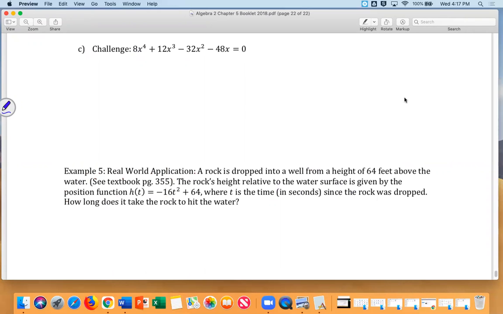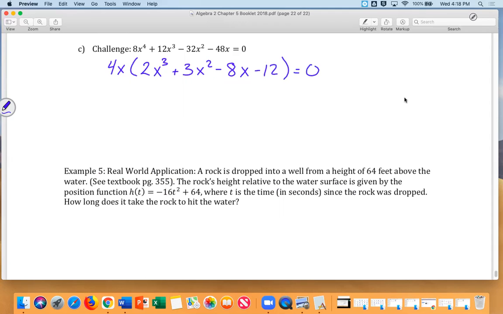Here we go. I have 8x to the 4th plus 12x cubed minus 32x squared minus 48x. Well, I notice they all have an x, so I'm going to factor that out. And I also notice they can all be divided by 4. Let's get that out. 8 divided by 4 is 2. X to the 4th divided by x is x cubed. 12 divided by 4 is 3. X cubed divided by x is x squared. -32 divided by 4 is -8. X squared divided by x is x. -48 divided by 4 is -12. X divided by x, well, there we go.